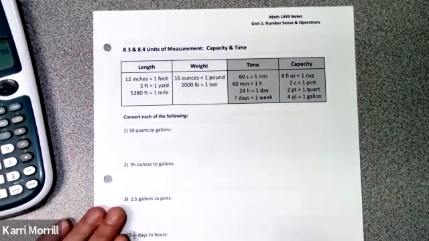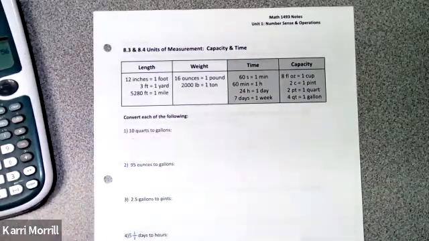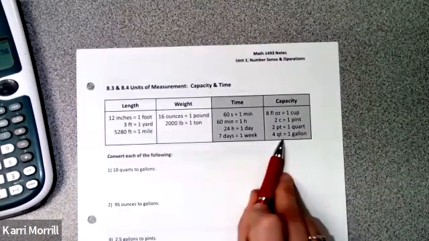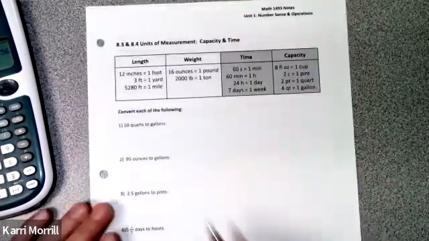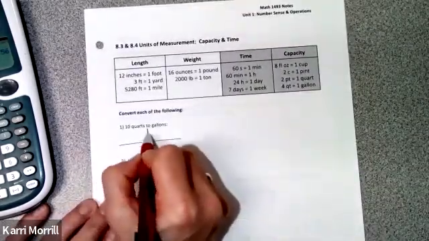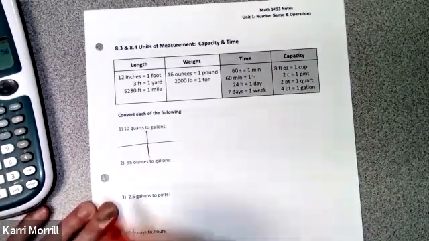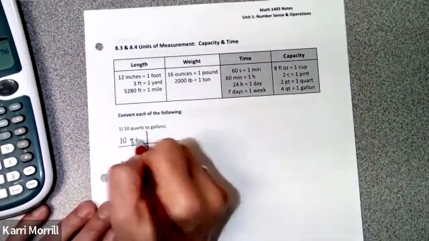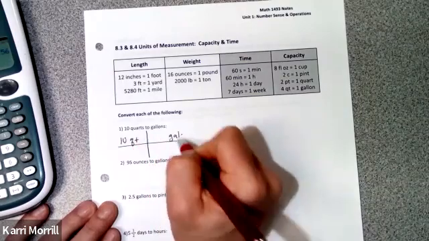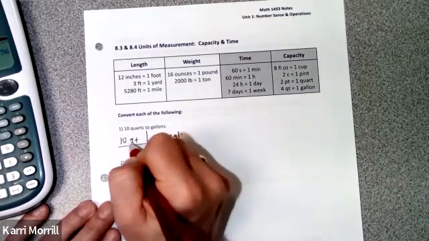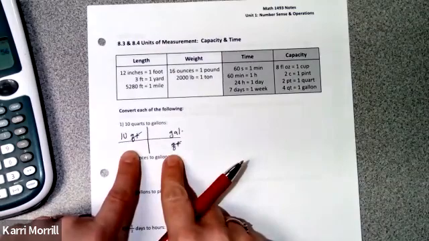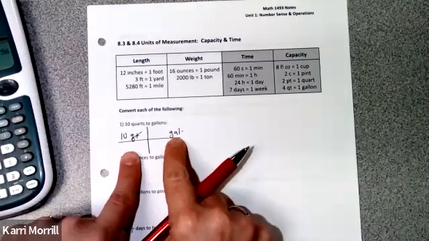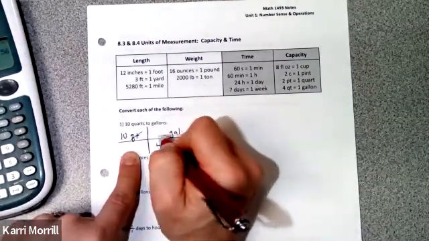But in this case, we're doing quarts to gallons. Did we have a quarts to gallons? We do, right? So you can go there and look, and we can do our little T basically, and we can say we're taking 10 quarts and we want to turn it into gallons. So I want my quarts to cancel out, so that's why we do that. We want it to end in gallons. So I know that there are 4 quarts in 1 gallon.